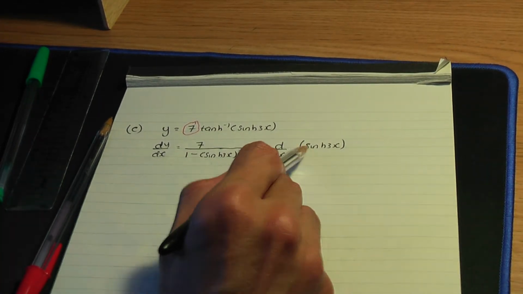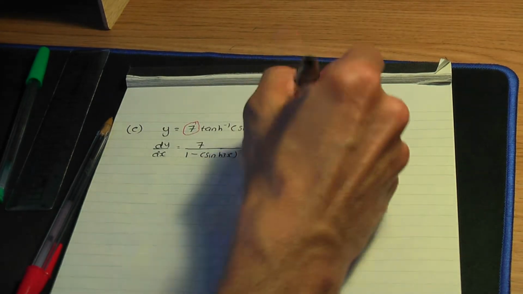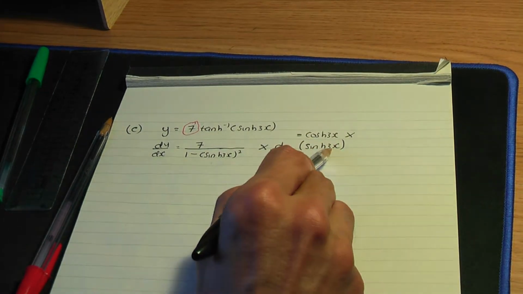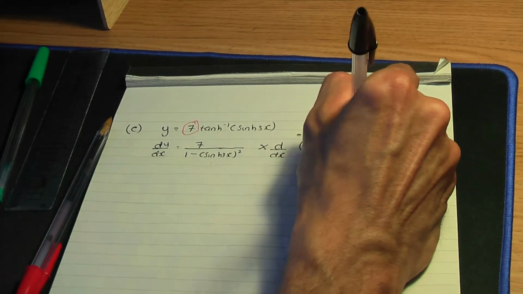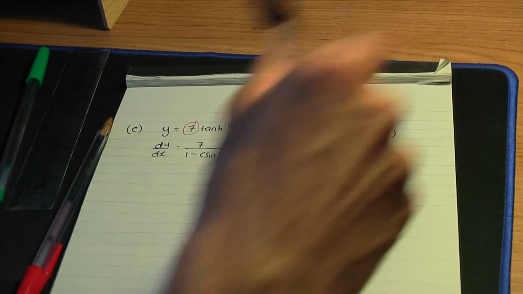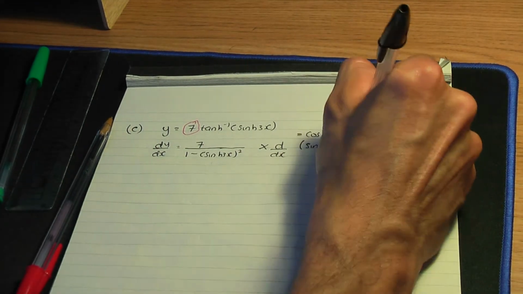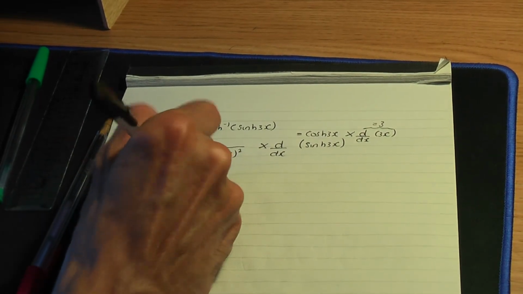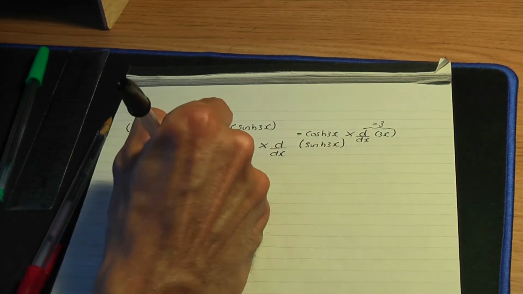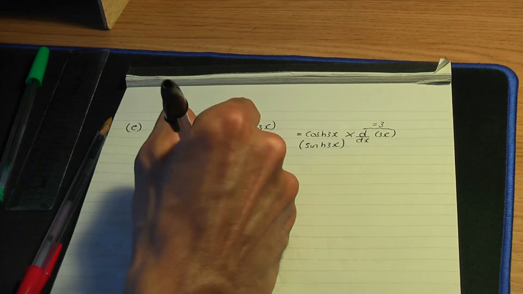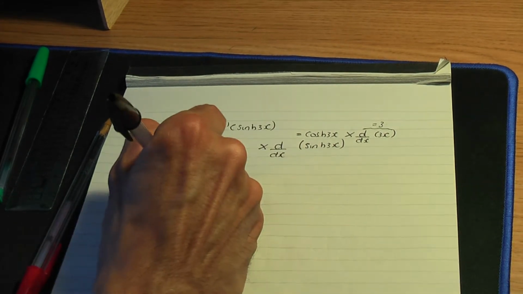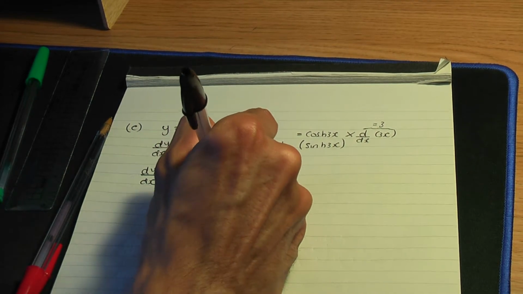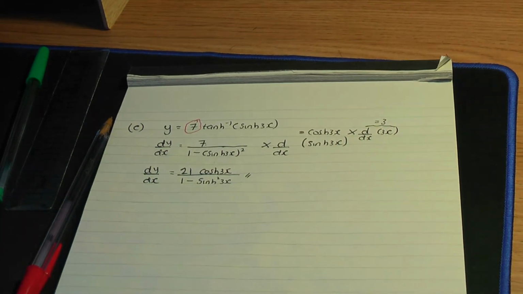Further to that, when you differentiate hyperbolic sine, you get hyperbolic cos, so it's hyperbolic cos 3x, but you need to multiply by d by dx of 3x. Okay, so that's from the chain rule. So d by dx of 3x here is 3, so dy over dx will then be 7 times 3, 21, hyperbolic cos 3x divided by 1 minus hyperbolic sine squared 3x. So that completes this example.